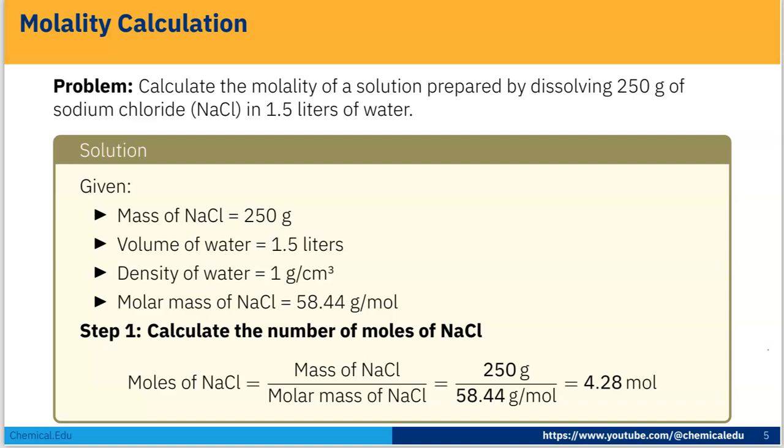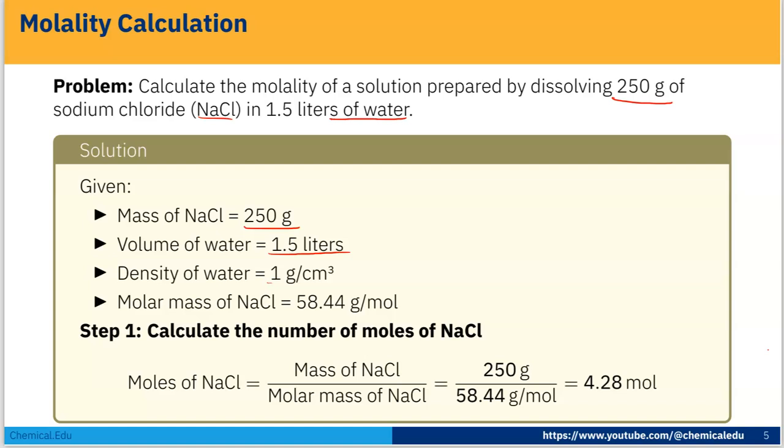Next I will talk about molality calculation. So here is the problem statement. Calculate the molality of the solution prepared by dissolving 250 gram of sodium chloride, NaCl, in 1.5 liter of water. So here first the given data. Mass of NaCl is 250 gram. Volume of the water is 1.5 liter. Now density of water, we know that is 1 gram per cc or gram per centimeter cube. Now molar mass of NaCl is 58.44 gram per mole.